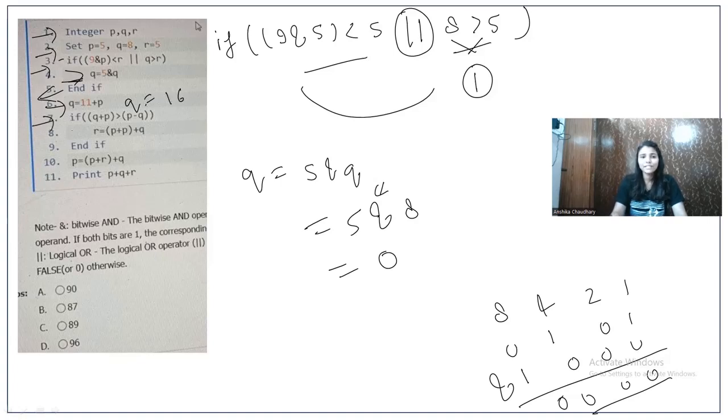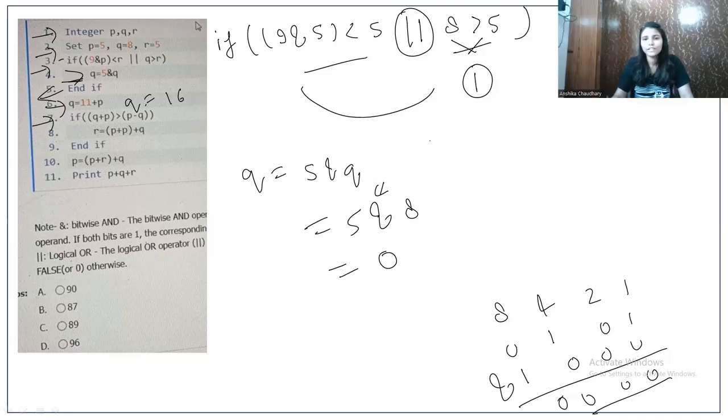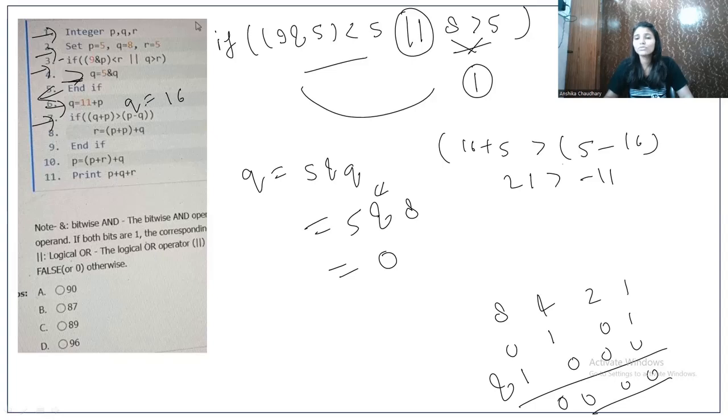Again, at line number 7, we need to check a condition. If Q plus P, that means 16 plus P, which was 5, is greater than P minus Q, that means 5 minus Q. Q value was 16, right? So 16 plus 5 will become 21, which is greater than minus 11. So the condition is true.